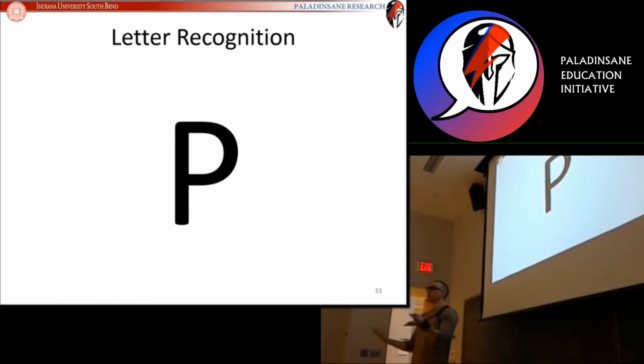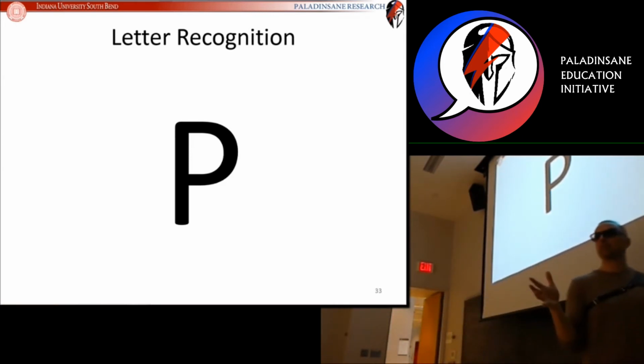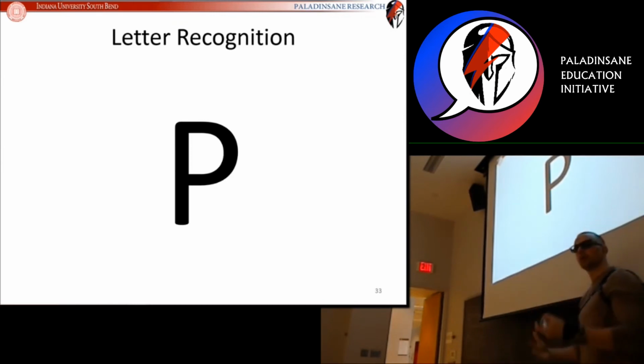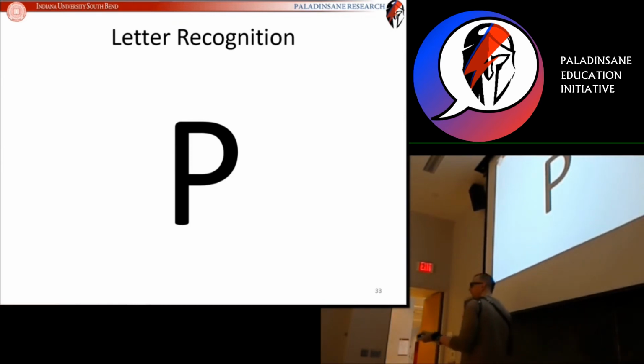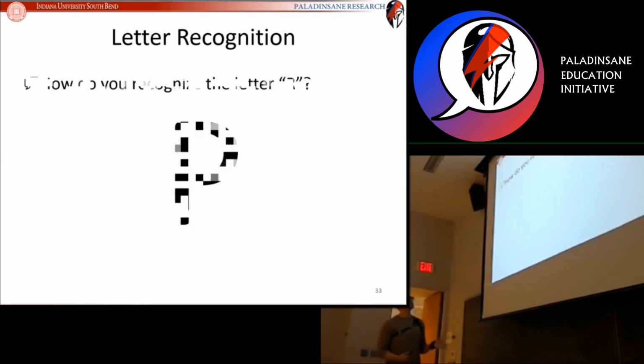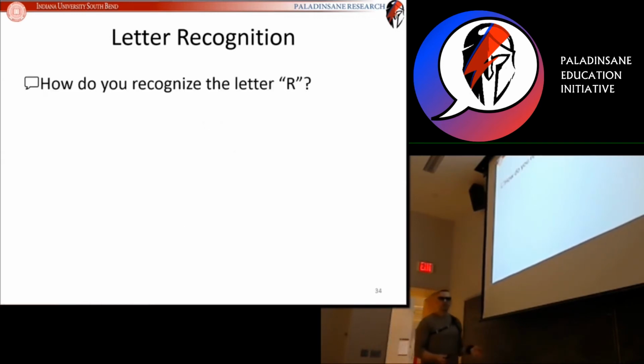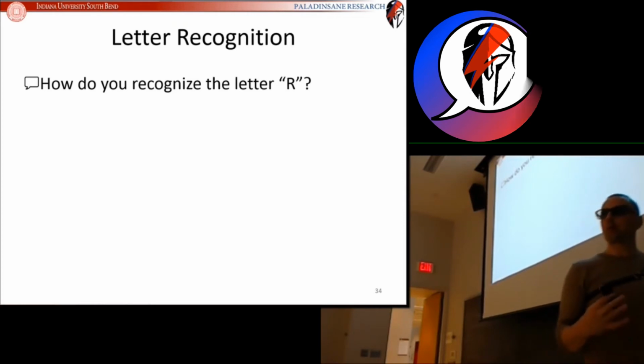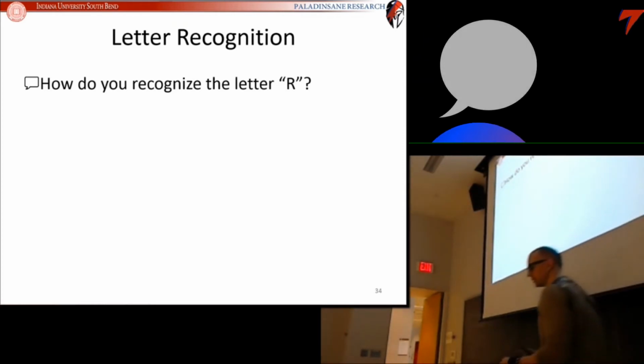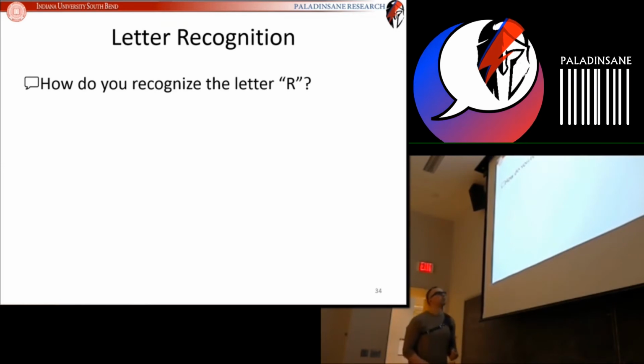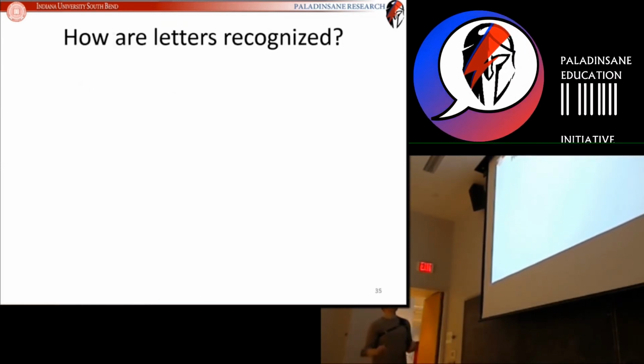All right, so we know that our human minds can recognize R, F, Z, and P, right? So that's the computational level. We need to know what we can do first. Now the question becomes, how do we actually recognize these letters? How do we recognize the letter R, for example? What sort of representations and what sort of processes are being used? So let's take a look at one proposal.